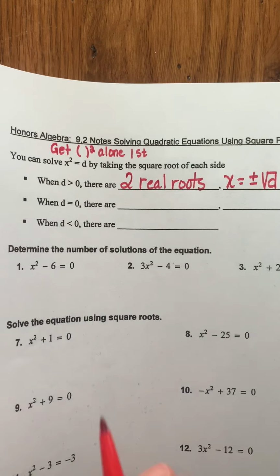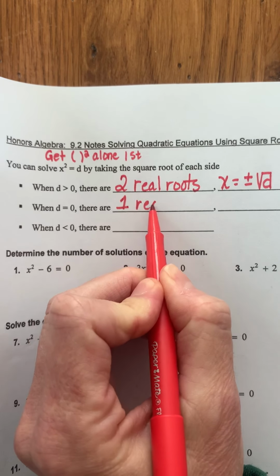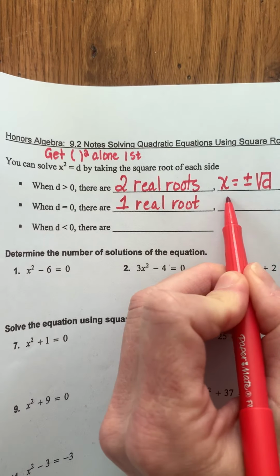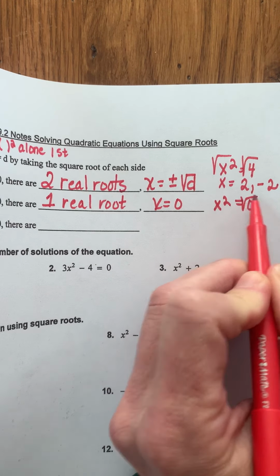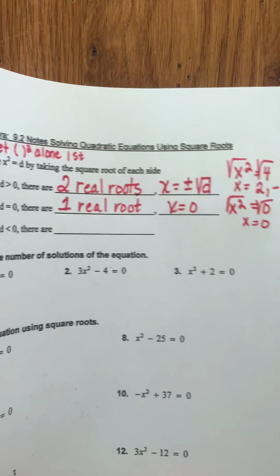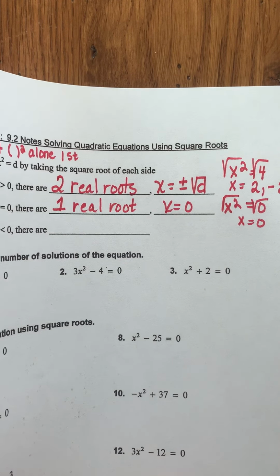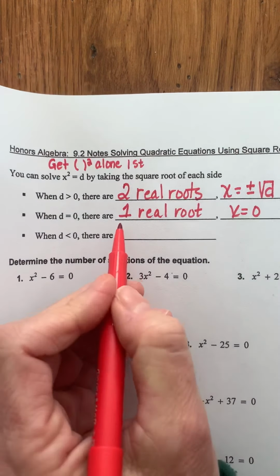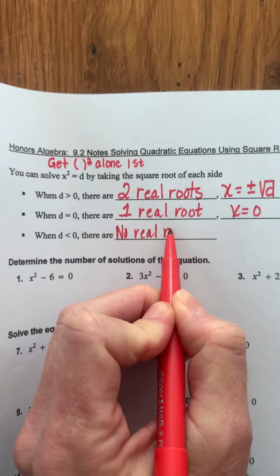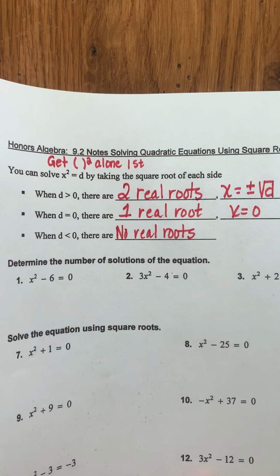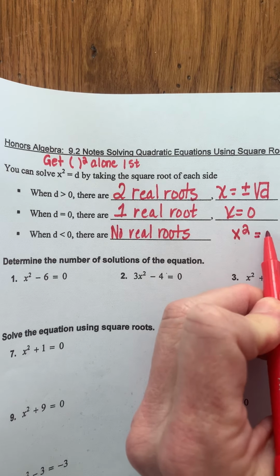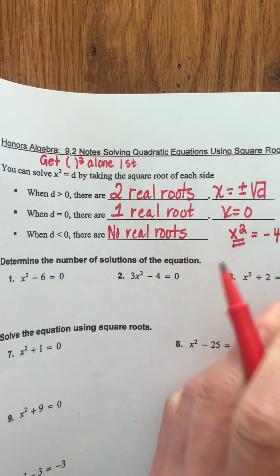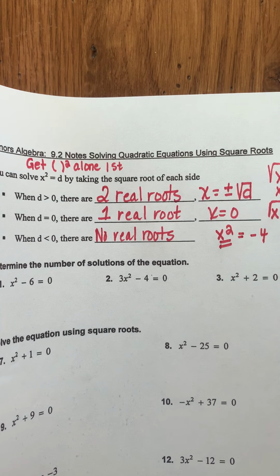If d equals 0, you're going to have 1 real root. So x would just be 0, because if you have x squared equals 0, the square root of 0 is just 0. That means the parabola will cross the x-axis once. And when d is less than 0, there are no real roots. I told you before, in Algebra 2 you'll learn about imaginary roots. But for what we know, it's going to be no real roots, because that would be like a number squared equals, say, negative 4. There's no number that you can multiply by itself to get a negative.